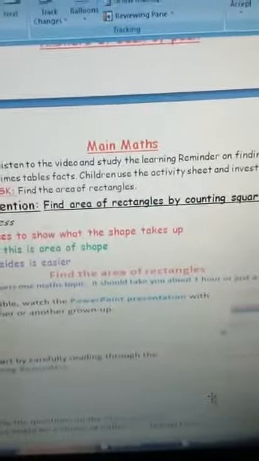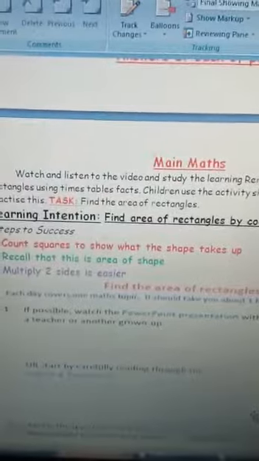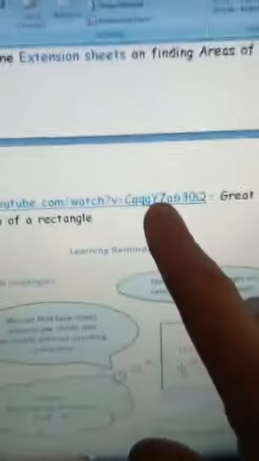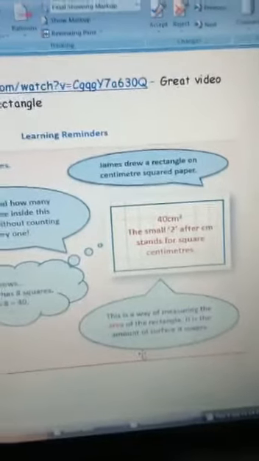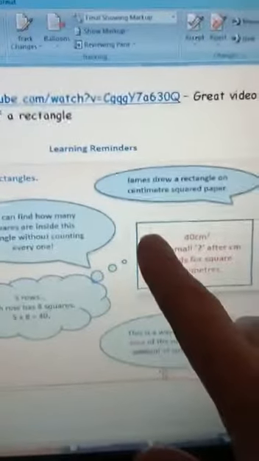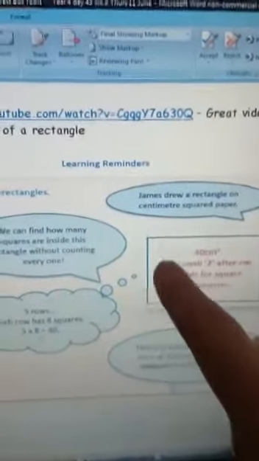Right, so the main maths, we're going to find the area of rectangles by counting the squares. Count squares to show what the shape takes up. So it's the space inside the border of the shape. Recall that this is the area of the shape, and multiply 2 sides is easier. So there is a really good, great video for you to watch. It explains the area of a rectangle really well. And then you've got learning reminders, finding about it. It's sometimes easy to count the sides, 2 sides, and then multiply them.